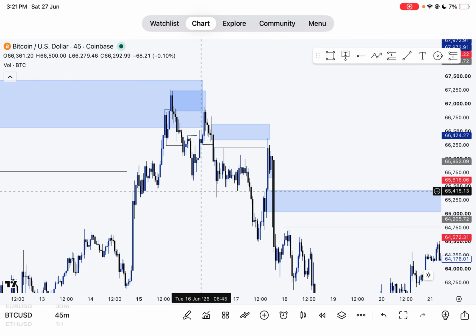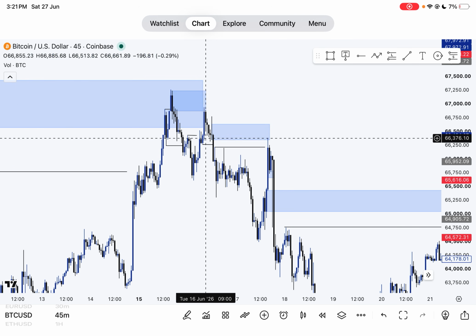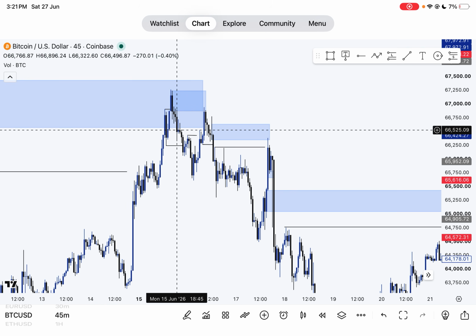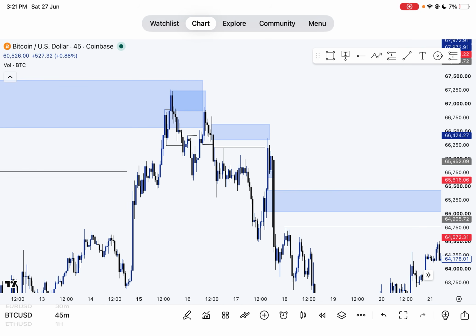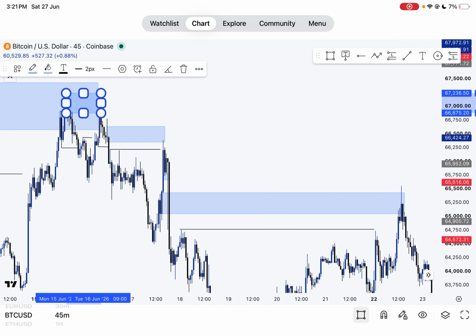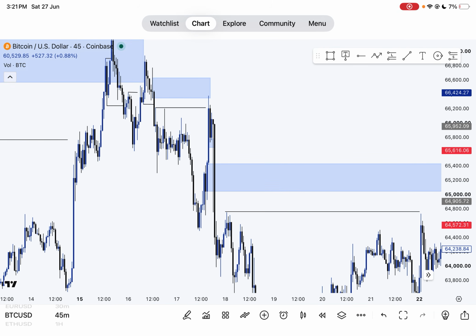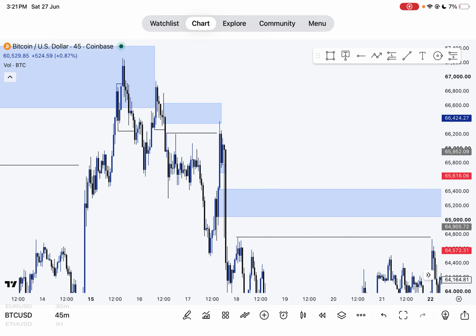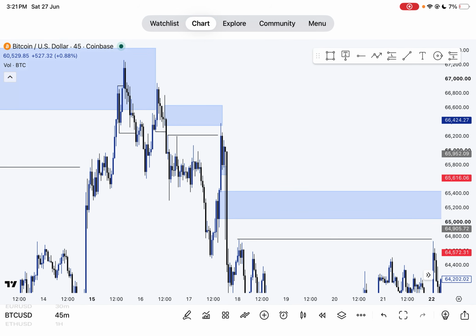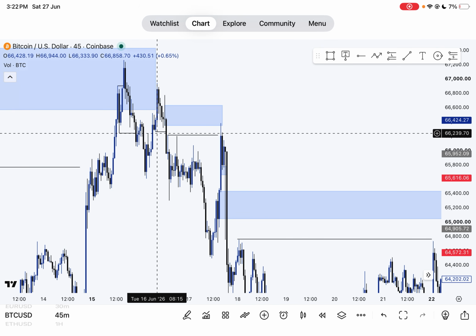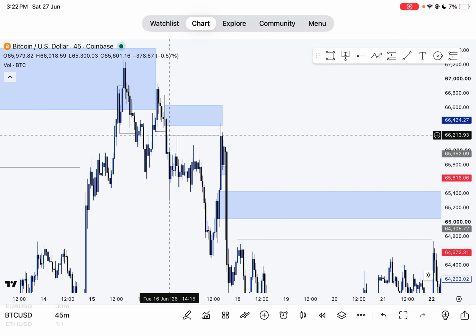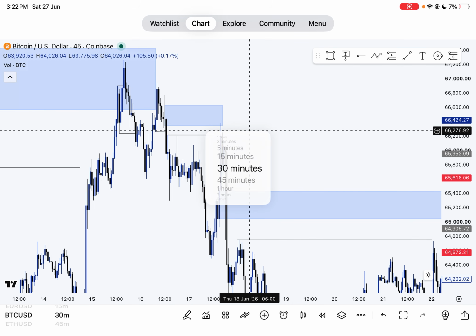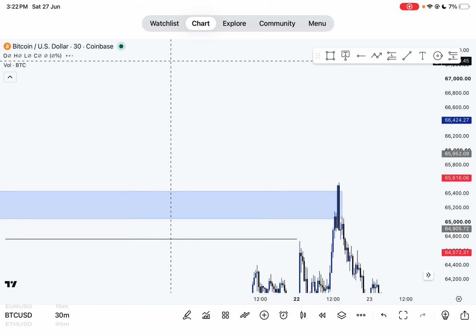But if you notice, this pattern is not really clear to some people. So you can just ignore that pattern and wait for a pattern that you are more familiar with. For instance, look at this pattern I marked out here. This one is very clear. What did you see here? This zone right here is your market structure shift, and this place here is your inducement. Now let's go to the 30 minute time frame so that it will be more clear.